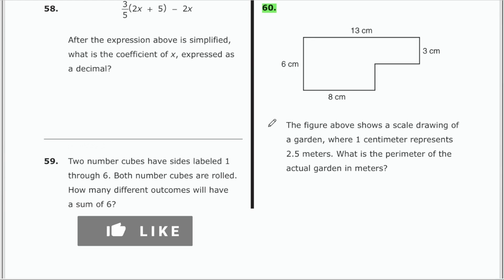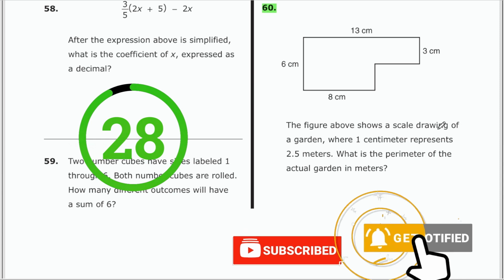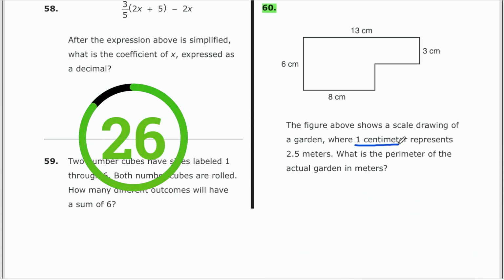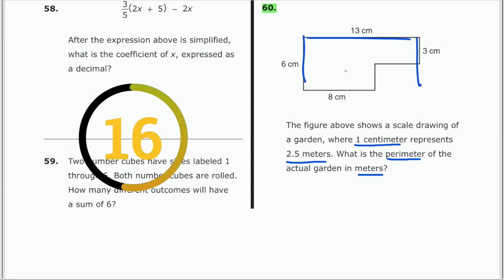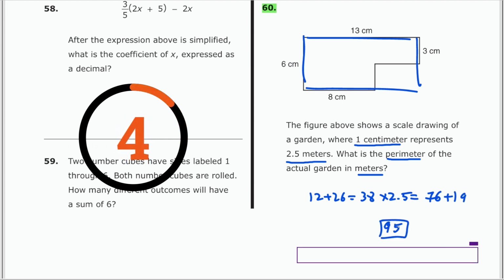So, how can you do this problem in 30 seconds or less? The figure above shows a scale drawing of a garden where 1 centimeter represents 2.5 meters. What is the perimeter of the actual garden in meters? So this is 6, this is also 6, this is 13, this is also 13. So I have 12 plus 26, which is equal to 38. When I'm multiplying this by 2.5, I'm getting 76 plus 19, and the answer is 95.